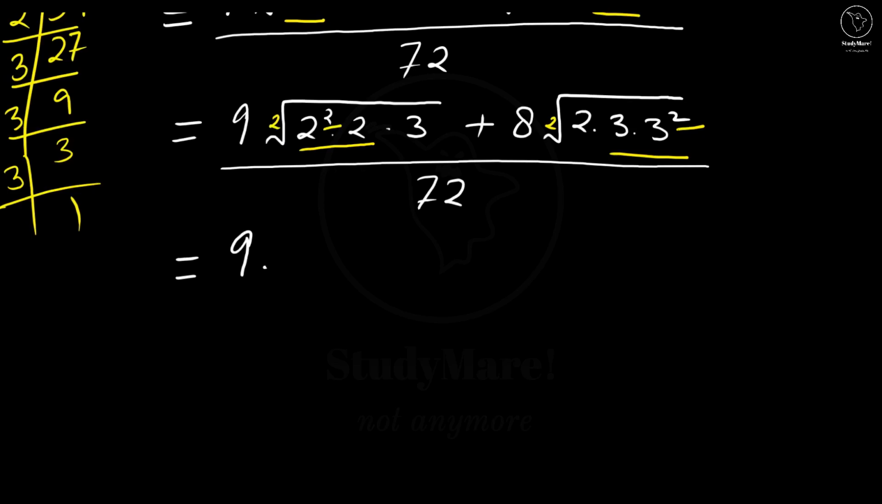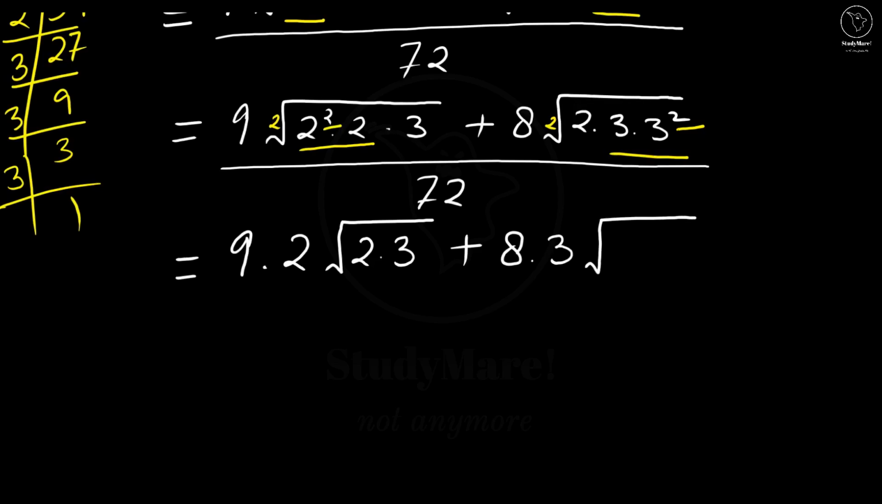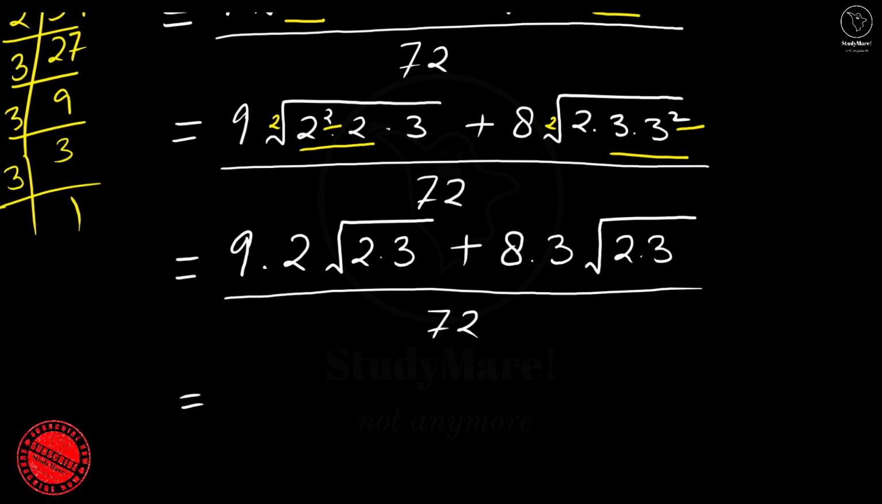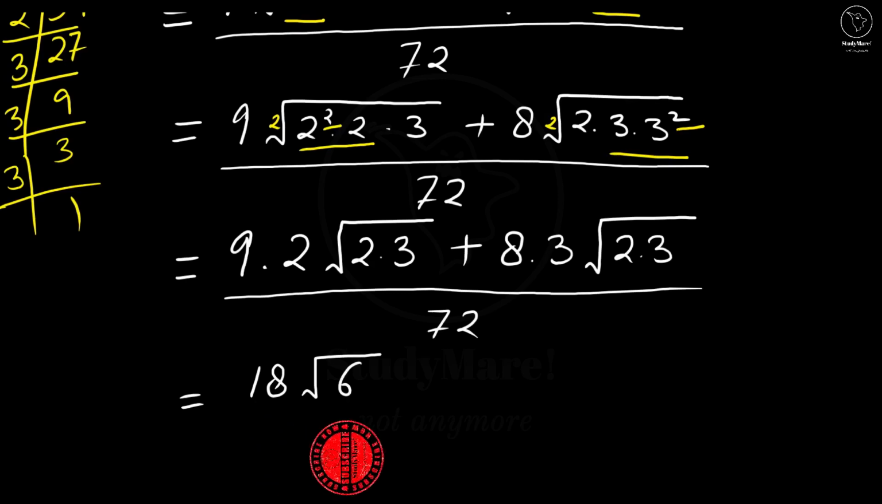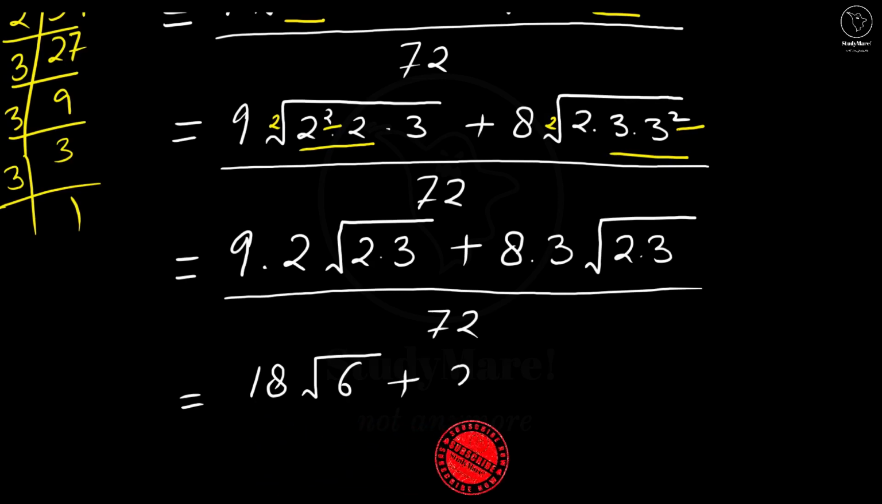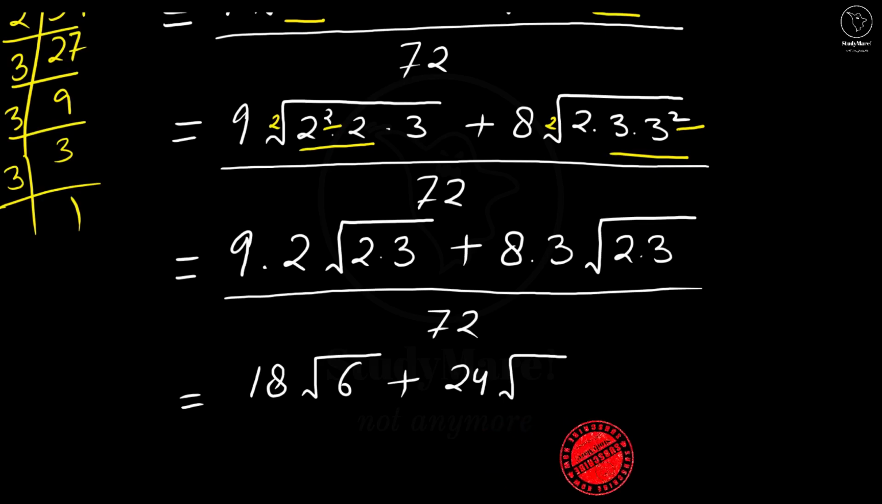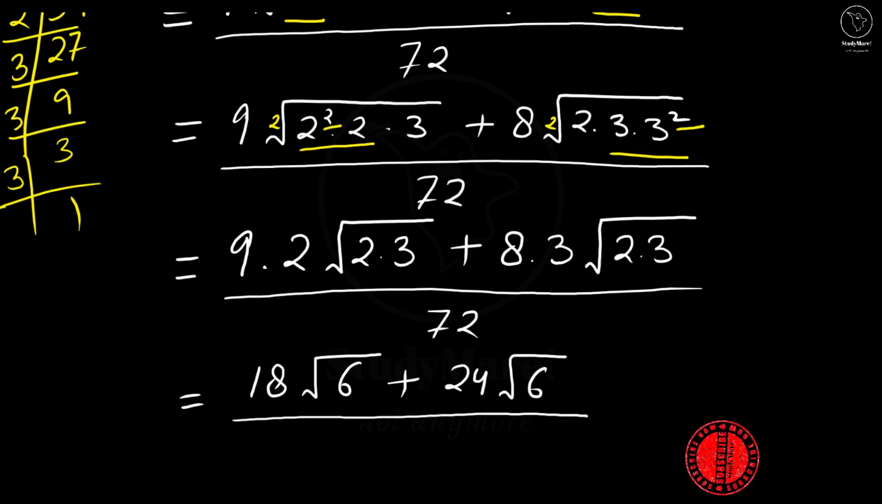9 into 2 square here gives us 2, and inside this radical we are left with 2 into 3, plus 8 into, here 3 square gives us 3 by removing the radical, and inside the radical sign or square root we have 2 into 3, divided by 72, which is equal to 9 2s are 18 root of 6 plus 8 into 3 is 24 root of 6, divided by 72.